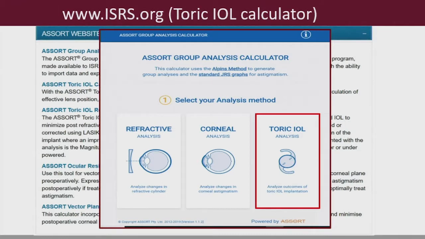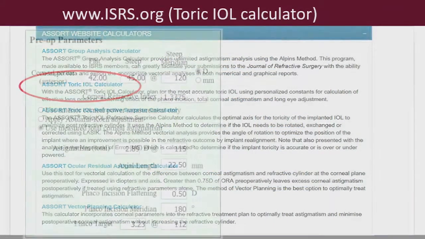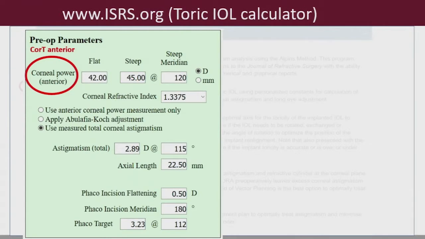And in particular, we also provide a basic calculator which just compares post-op and pre-op calculations, which, when you look at it, is just a comparison of magnitudes in whichever way you do it. And it cannot really stand alone as an analysis component. It needs to have a full toric analysis. Then the toric calculator that we have has the anterior cornea, but it also has the total corneal astigmatism, whether it be CorT or the total corneal power from one of your tomographers.